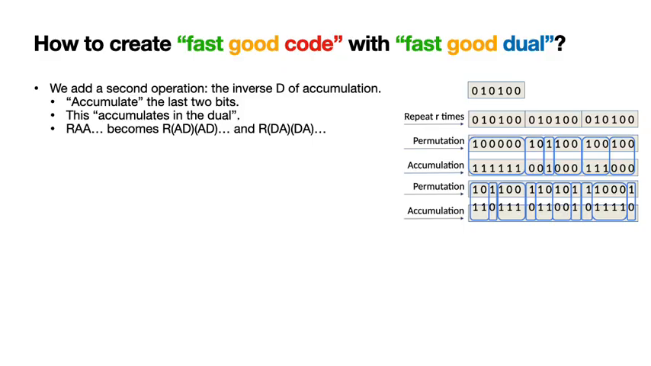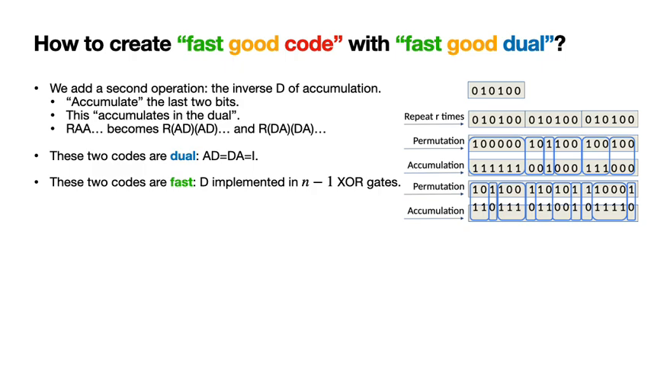So the codes that we end up with aren't RAA for any number of rounds, but rather RAD, AD, repeat as long as you want, and RDA, DA, etc. This pair of codes can very easily be shown to be dual to one another. The observation here is that if you apply AD, that's actually equal to DA, and that's equal to the identity matrix. Both codes are still very fast to implement. We already saw that applying the accumulation operation is very simple, requiring just n-1 XOR gates, and the same is true of the D operation.